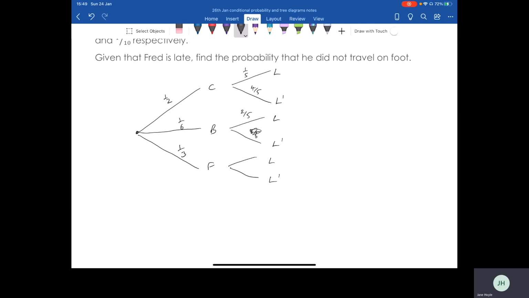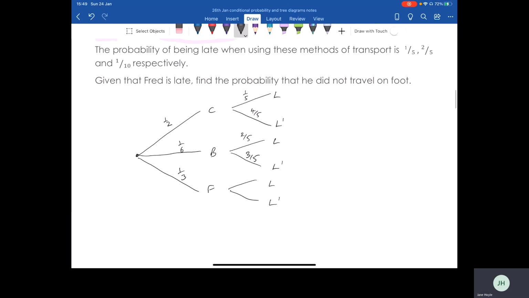Sorry, I should try and write a bit bigger. So late here is 1/10 and late here is 9/10. Now, I'm not going to worry about finding common denominators here, because I've already got different denominators there. We're just going to have to find common denominators at the end, or I guess use the calculator.